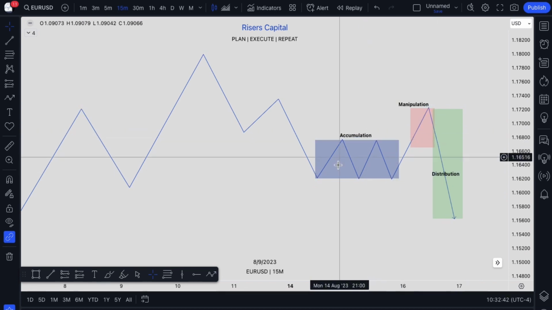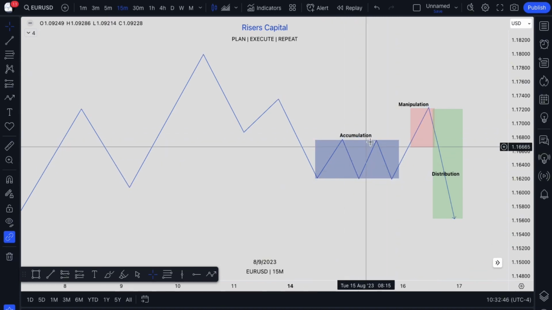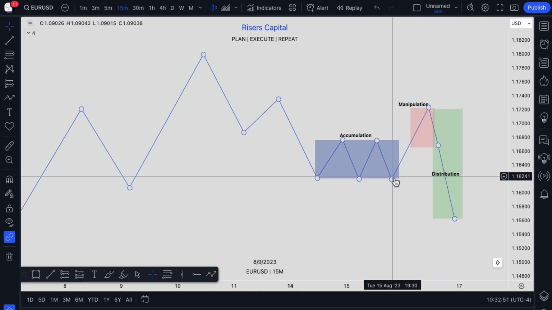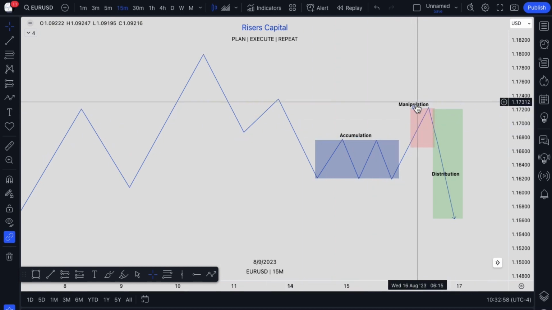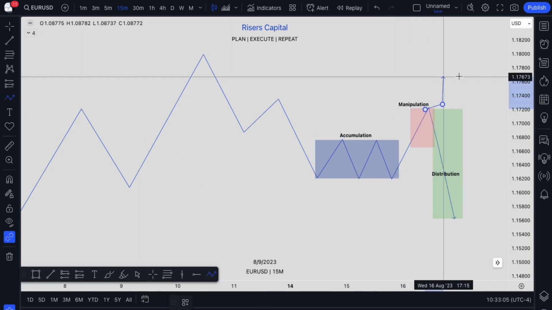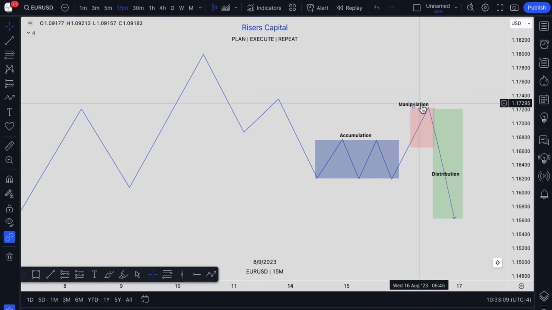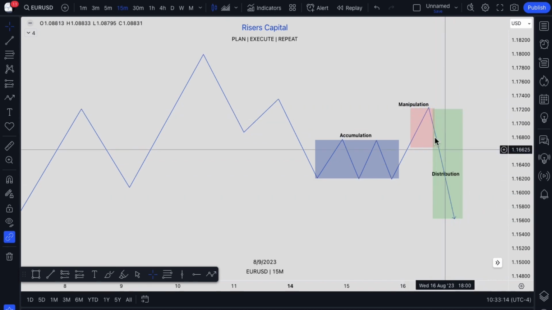Now the accumulation is essentially when price is consolidating, which means the price is accumulating. And then we get the manipulation phase, which is sort of a breakout, you can say, and takes out one side of the consolidation. This is manipulating people in the market to think, okay, this has broken out, so it's going to continue going up. However, that's not the case. So that's the manipulation phase. Once the manipulation phase happens, then we get the distribution. Now we want to be getting in during the distribution phase.